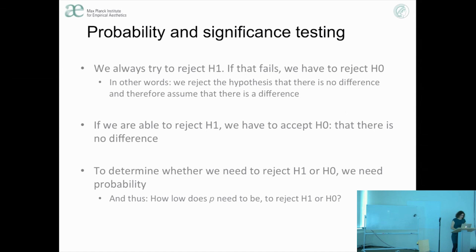Okay. In order to determine whether we need to reject H1 or H0, we need probability. And thus we come back to the question: how low does the p-value, or the probability value, need to be to reject either hypothesis?